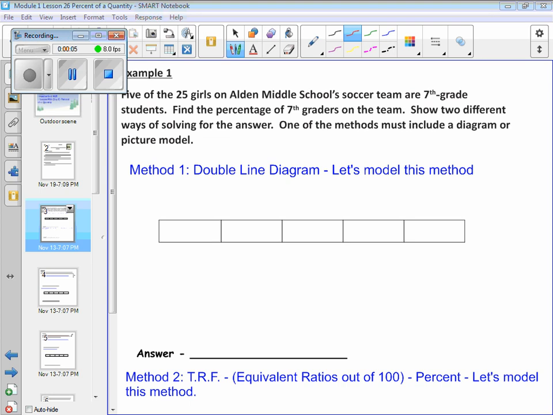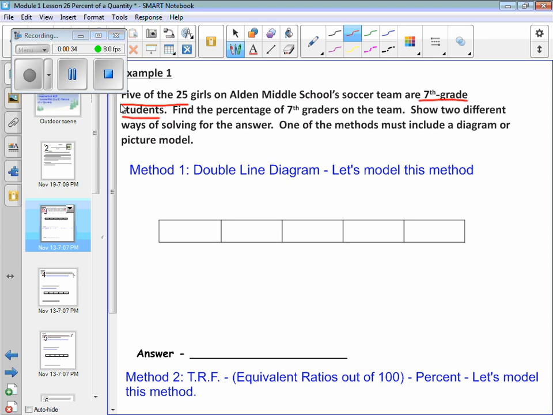What did you underline in this first problem as key VIPs? What is it that's important? Leah. Okay, I'm going to underline 5 of 25. And then what else? Jen? Seventh grade students. Okay, I can do that.